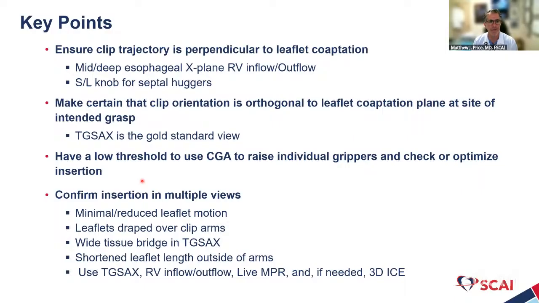And finally, confirm insertion in multiple views. The 4 key things are minimal and reduced leaflet motion, leaflets draped over the clip arms, a wide tissue bridge in the transgastric short axis, and shortened leaflet lengths. And use as many images as you need. And with that, I will leave it at that.